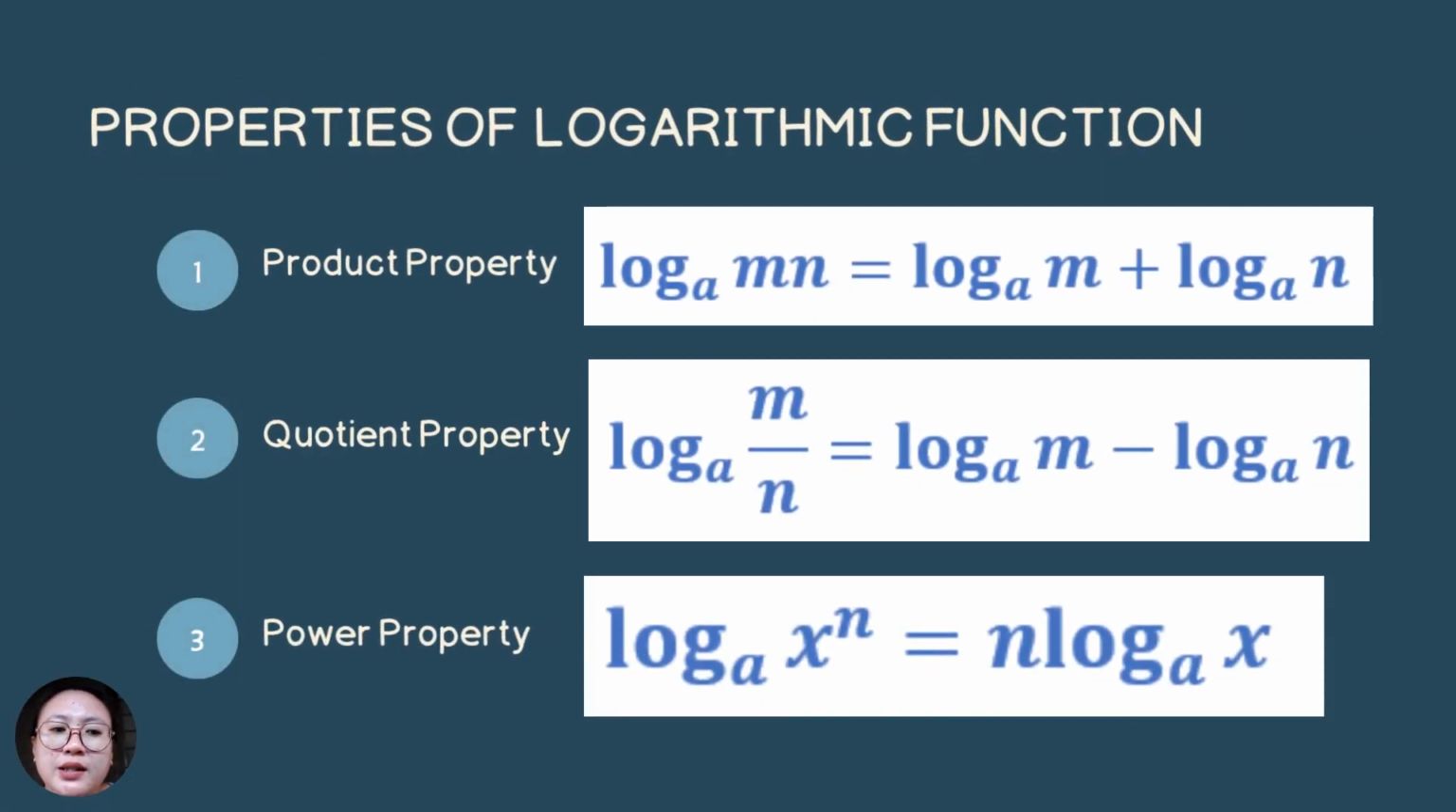Now here are some properties of logarithmic function. Number 1, the product property. Number 2, the quotient property. And the third one is power property.